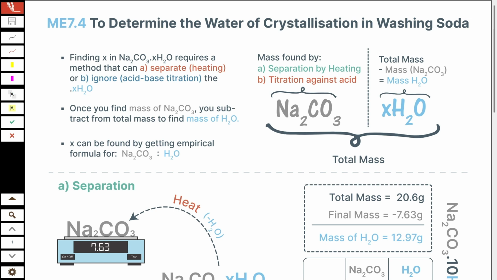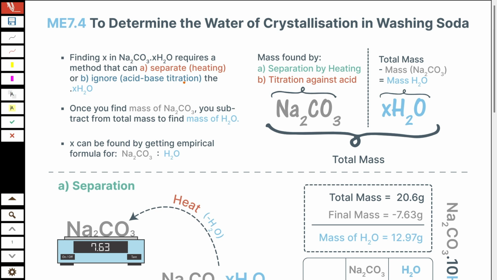So it's to determine the water of crystallization in washing soda. First of all, let's just start by taking a look at what washing soda is. So washing soda is this substance here. Okay, so it's sodium carbonate, with water of crystallization. So it's a crystal, and it's a crystal because it has this water of crystallization here. Without this crystallization, it would be known as anhydrous sodium carbonate. That would be just simply Na2CO3.